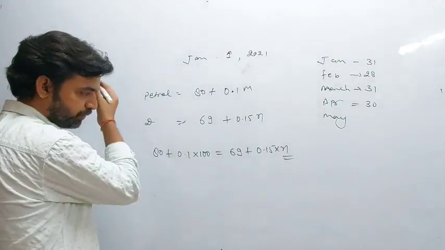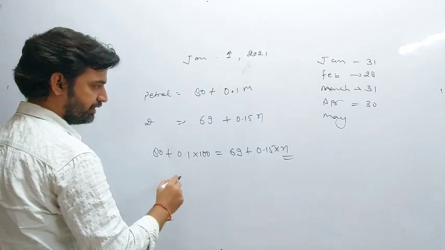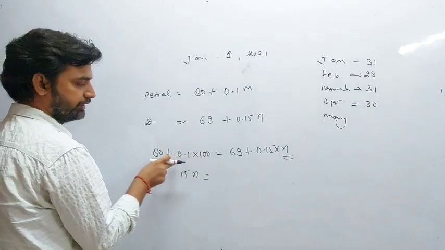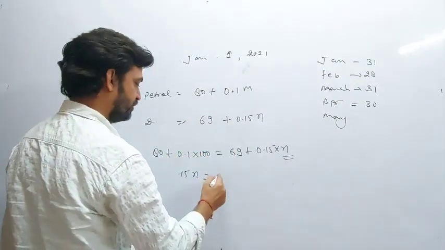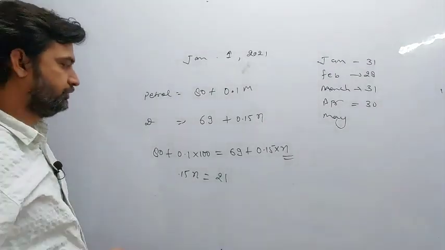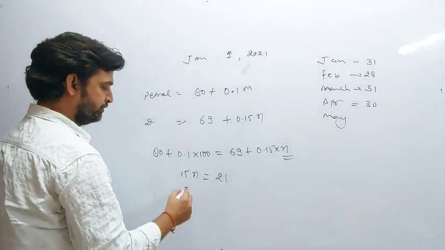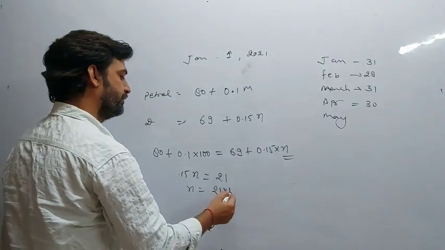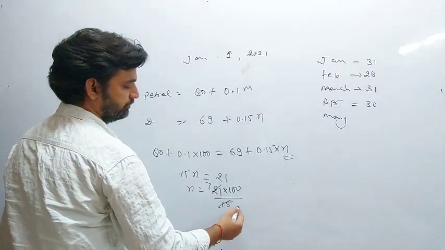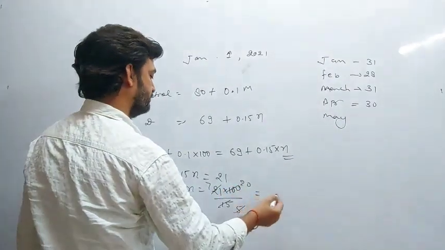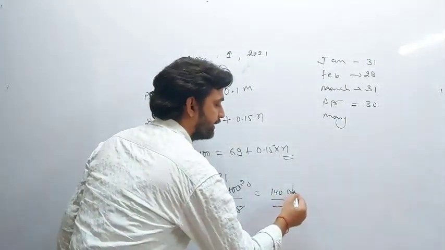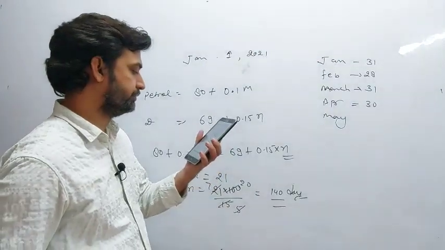Solving this, we get 10, 90, 69 minus 1. So 0.15n equals 90 minus 69, which is 21. So n is 21 into 100 divided by 15, which is 140 days. Now you need to find the 140th day.